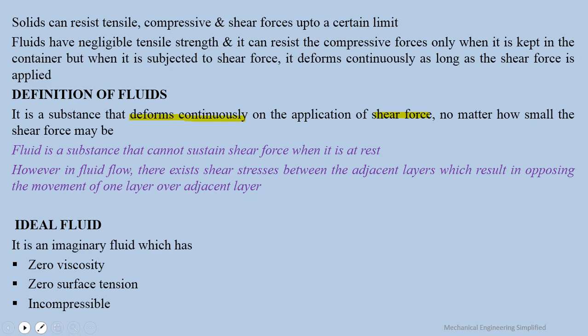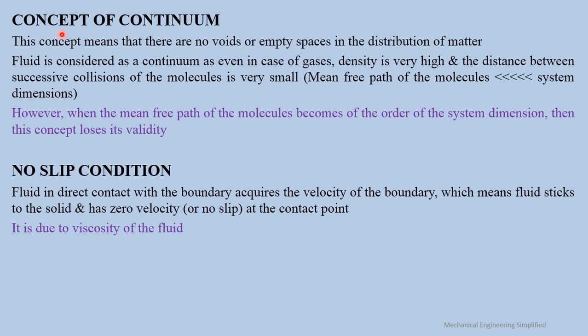Then let us move on. There are two concepts: one is the concept of continuum and the other is the no slip condition. What is the concept of continuum? Concept of continuum means that there are no voids or empty spaces in the distribution of matter. That means that the matter is distributed continuously throughout its domain.